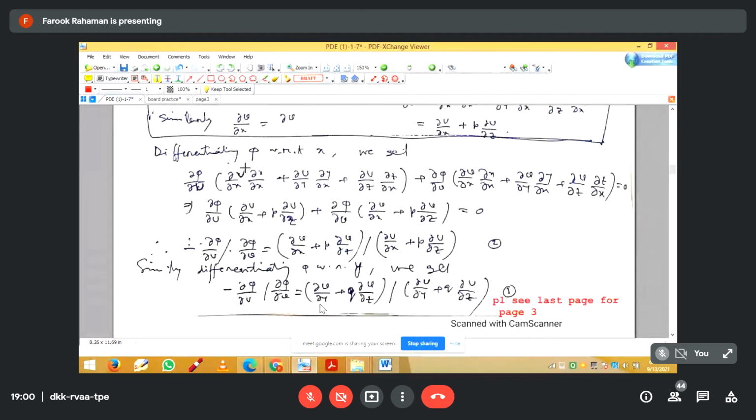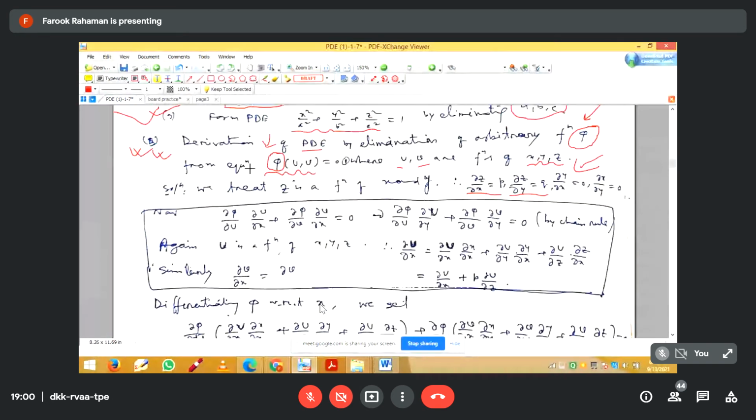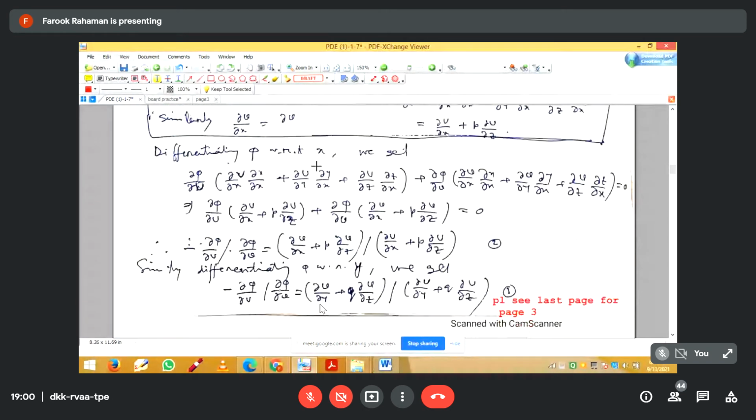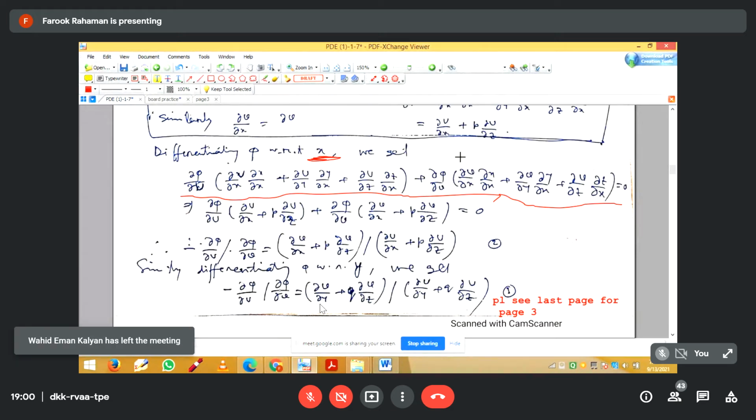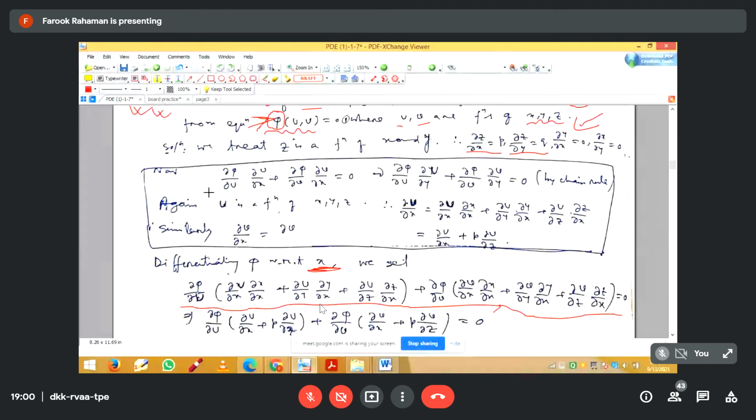Now you see that. Now differentiate phi with respect to x. What do we find? Anyone? You can try to say how this equation comes. Anyone? Hello, anyone? Chain rule. Exactly. Just use the chain rule. I just mentioned this one. This is nothing but the chain rule. Okay, you can use the chain rule.